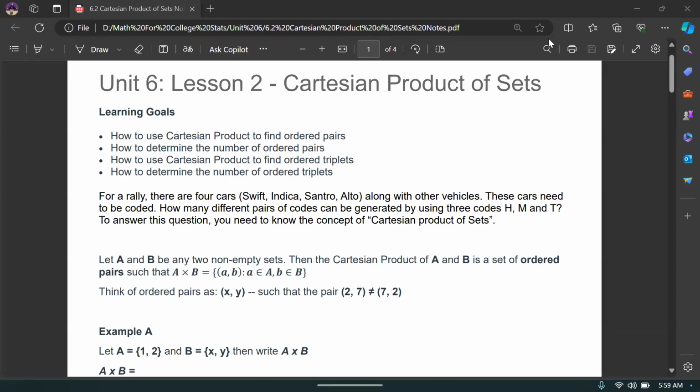All right, hello everybody. Welcome to 6.2. We're going to talk about Cartesian product of sets. All right. So we're going to see this first example.